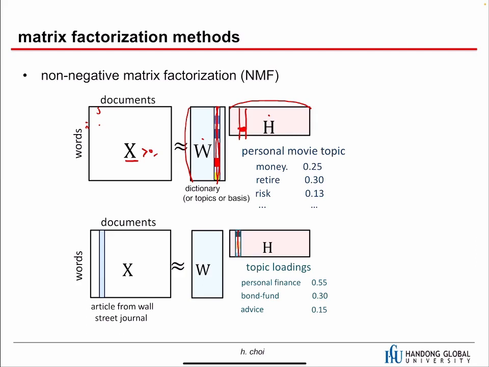Okay, and this one is indicating how much we are loading this topic in the document. So we can decompose this matrix X so that we get W and H, and then in the W and H we have some meanings of the topics or the topic loadings.